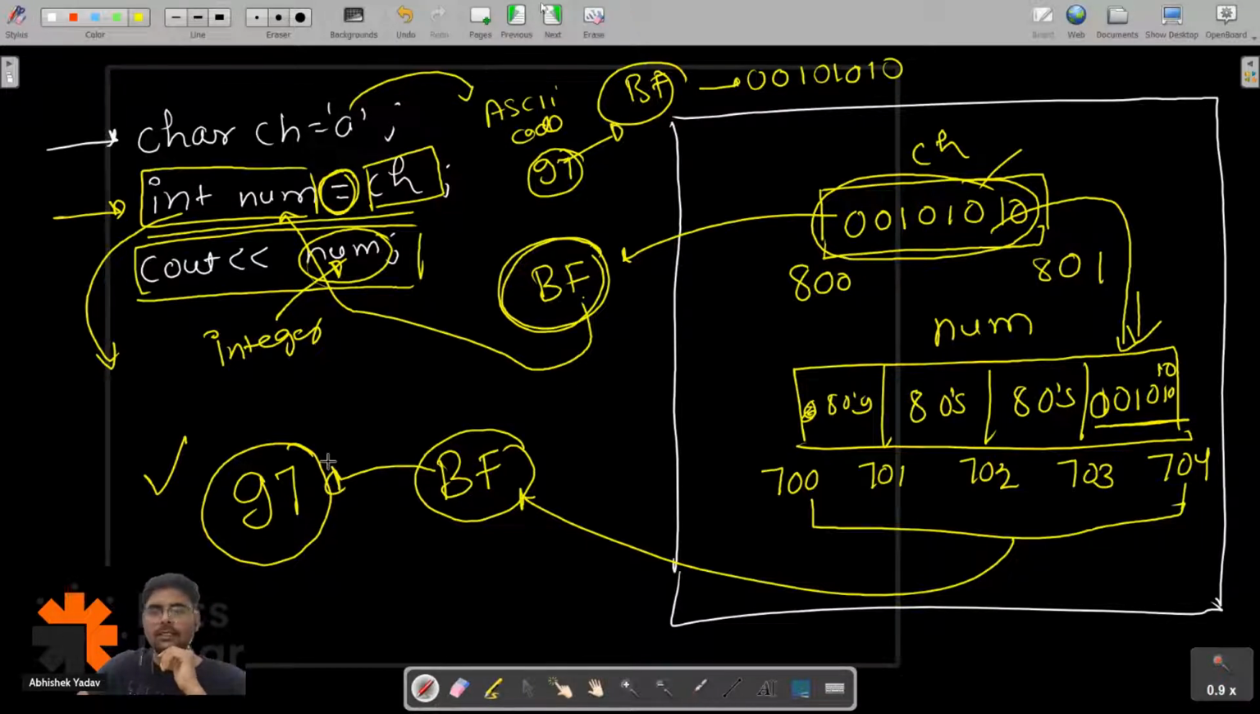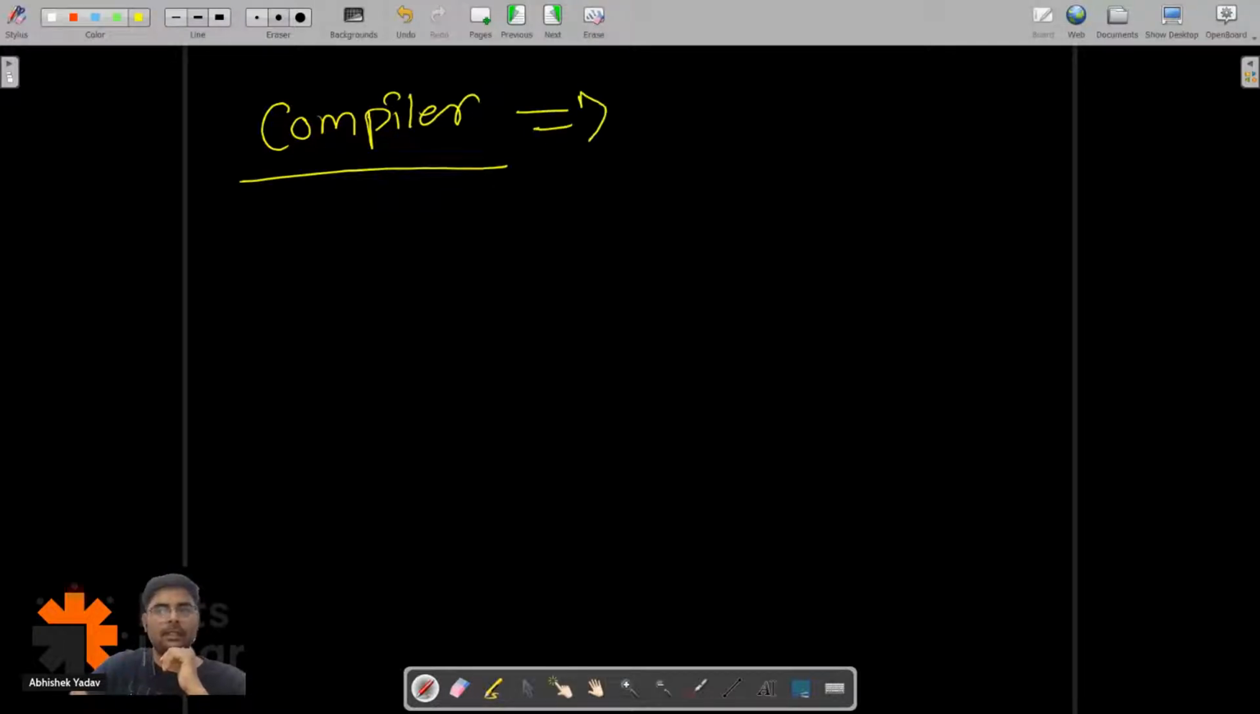This conversion, this whole process, is done by the compiler. And why is the compiler doing this part? Because this is a conversion that is done by the compiler. That's why you can see in the chat, most of you are saying not clear, because you drew the memory boxes and it does not match with the output 97.